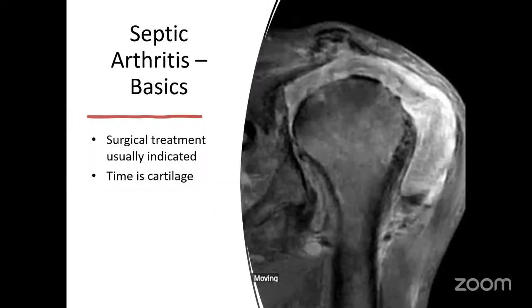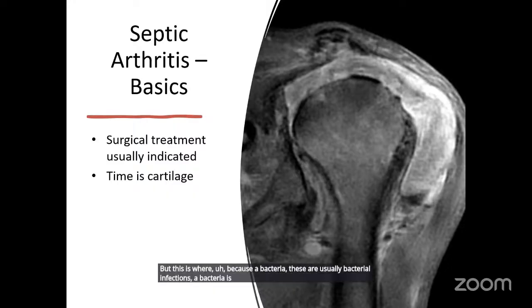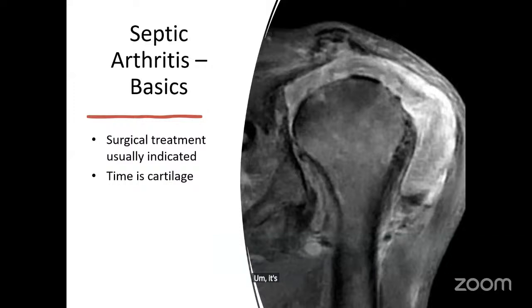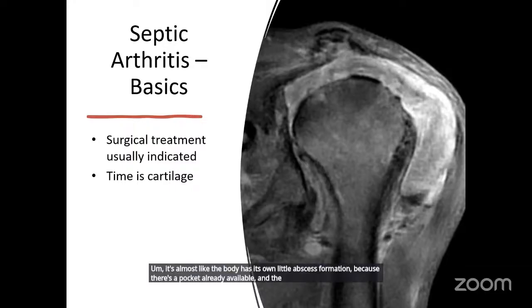Moving on, so now we're kind of in between soft tissue and bone. The joint, I guess, technically is soft tissue because it's synovium, but these are usually bacterial infections. A bacteria is confined to a joint space. It's almost like the body has its own little abscess formation because there's a pocket already available, and the bacteria just kind of sets up in this area, and so then it can just start attacking the adjacent bone.